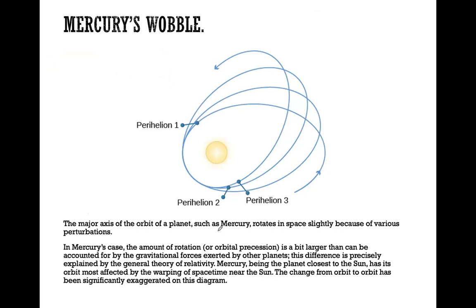Now, this is another example of the application of the general theory of relativity in practice, right? This is called Mercury's wobble. And you know that Mercury is one of the closest planets to the Earth. Not one of the, actually, this is the closest planet to the Earth, and the Sun is at the center right here.